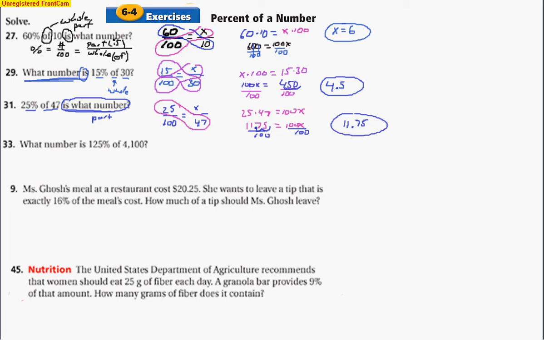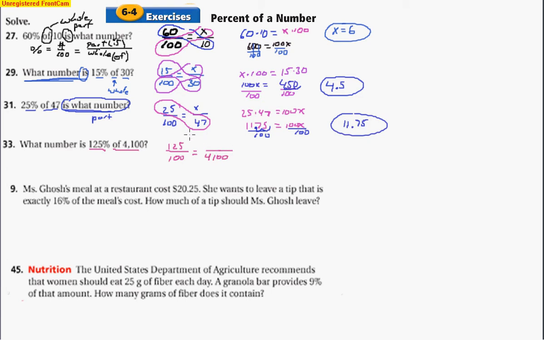Well, one more problem. This one's going to be a little different because the percent is so large. Look at that percent, 125%. So that means that the whole, is the whole going to be bigger or smaller than the part? Well, let's see what the part is, what the whole is in this case. What of 4,100 is what the whole is.